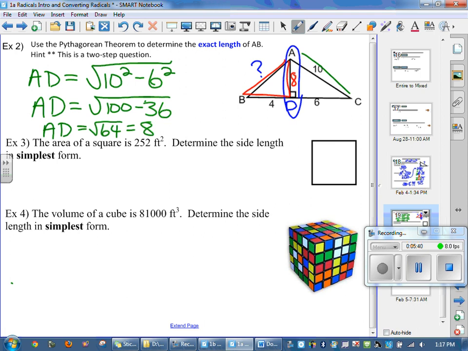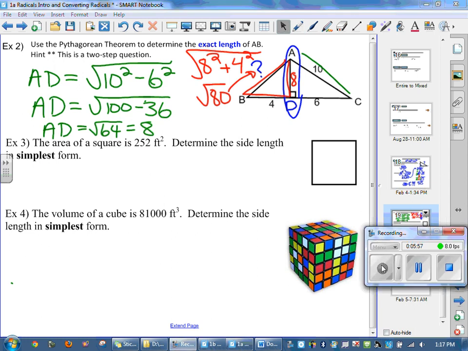8.94 or root 80, right? So on this question, I would just go 8 squared plus 4 squared, square root it, and that's going to give me root 80. And that's going to be my question mark there. Yes? Okay, so remembering that these triangles and drawings are never to scale. Always remember that even though it looks shorter, the numbers work out.